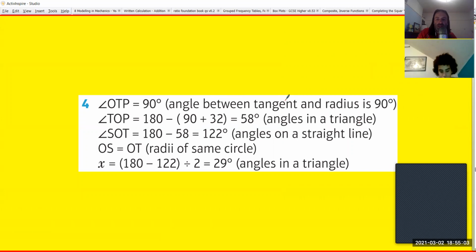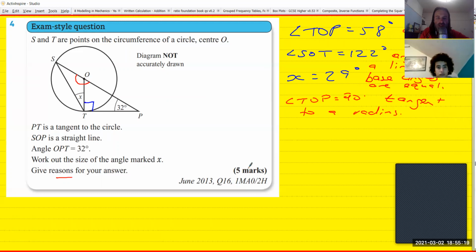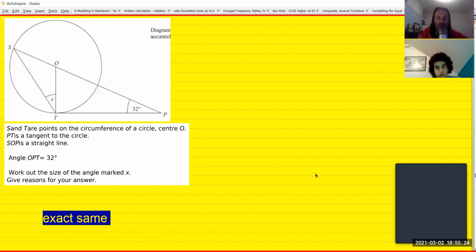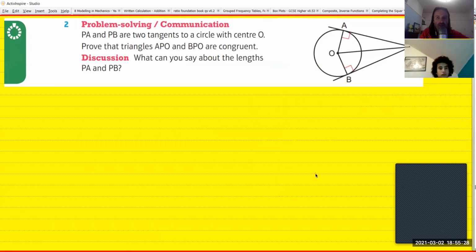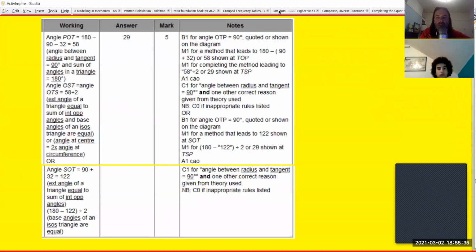So the mark scheme: angle between tangent and radius is 90 degrees. Angles in a triangle, angles on a straight line, and radii of the same circle. Angles in a triangle. Okay. So you can see it's 5 marks. And I don't know how many marks are for the reasons, but that's what you have to give them. I got this from the same exam paper. I'll do that next time, I think.